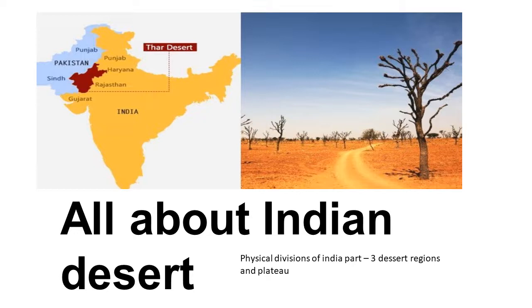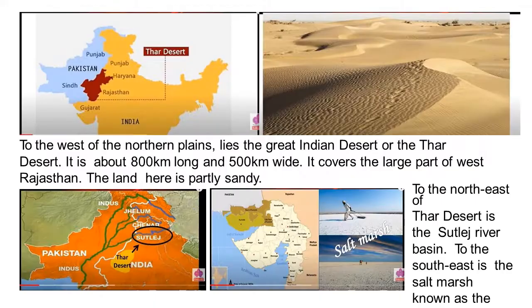Physical Divisions of India Part 3: Desert Regions and Plateau. All about the Indian Desert, the Thar Desert. To the west of the northern plains lies the Great Indian Desert or the Thar Desert. It is about 800 kilometers long and 500 kilometers wide. It covers a large part of West Rajasthan. The land here is partly sandy.